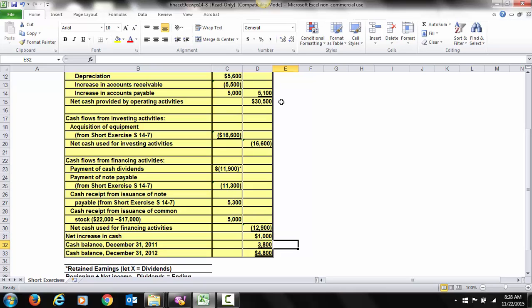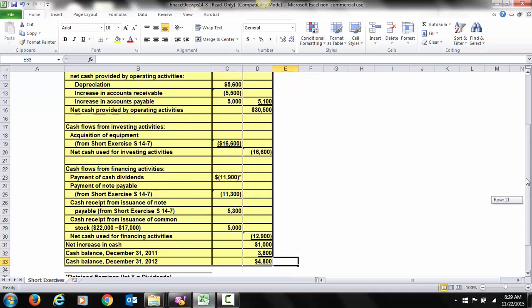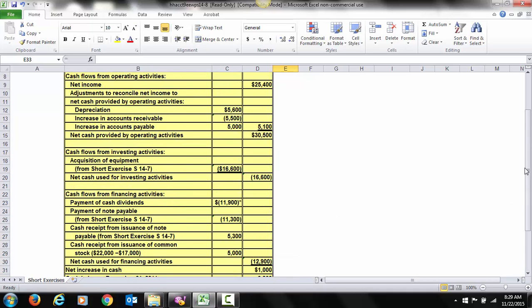We started again with a balance of $3,800. We add that $1,000 to that, and that's where we end up with $4,800 in our ending cash balance. The reason I really like this statement, that it's my favorite statement out of all of the financial statements, is that it gives me a lot of information. If I just looked at the change in cash, it doesn't tell me enough. It just says cash went up by $1,000.